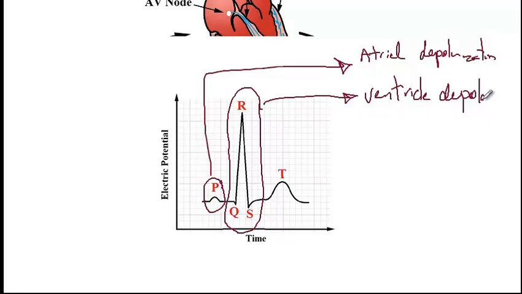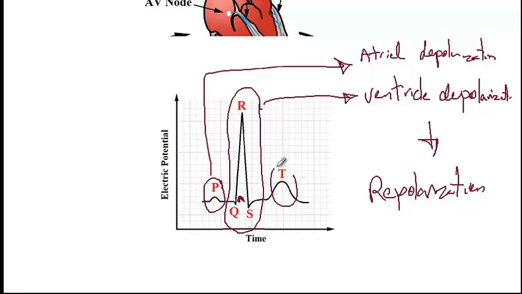Now, after there is a depolarization, there should be repolarization in order for the membranes to reach their original resting potential. So here, the atria will undergo repolarization, but the repolarization phase falls somewhere under the QRS, so we won't be able to see the atrial repolarization. The ventricular repolarization, on the other hand, is shown by the T wave. So the T wave represents ventricular repolarization.